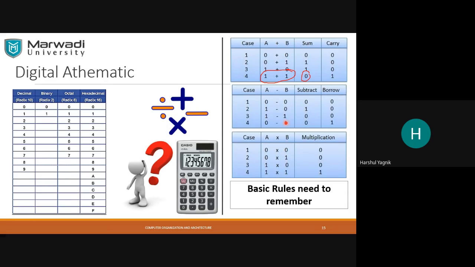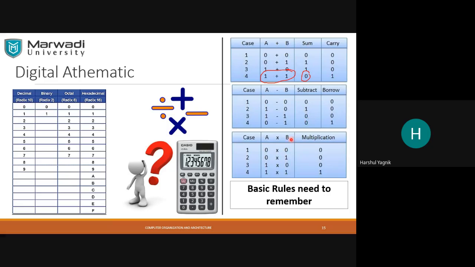When we borrow, at that time what do we get? We take a subtraction from 2 minus 1. So from that, 1 is already there and 1 is the additional borrow. So the borrow is 1 and 1 minus 1 gives us subtraction 0.